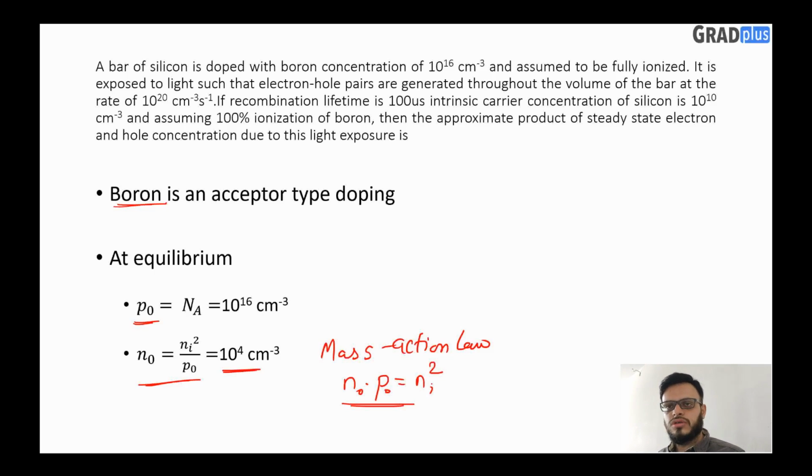How? As we know, the value of Ni is 10 power 10, that is whole square, which becomes 10 power 20, divided by the value of P naught, which is 10 power 16, given in the question. So it will be 10 power 4 per centimeter cube number of atoms in your bar, that is a p type bar. And what is this 10 power 4? That is the number of electrons, the minority charge carriers we have. So now let us move ahead.